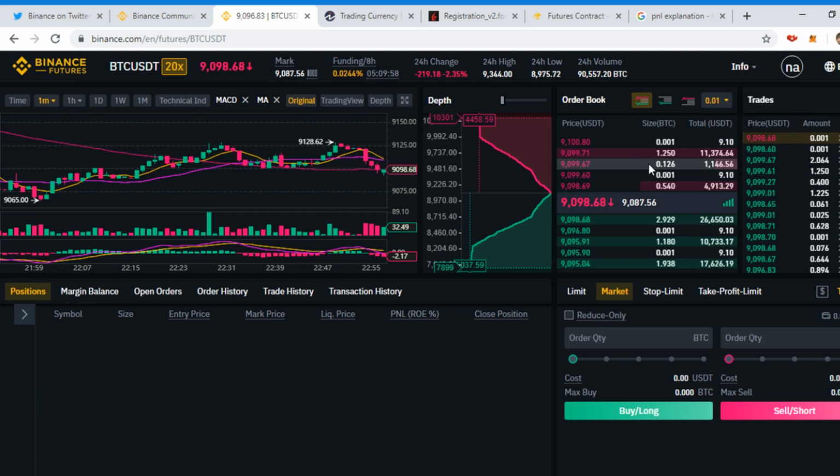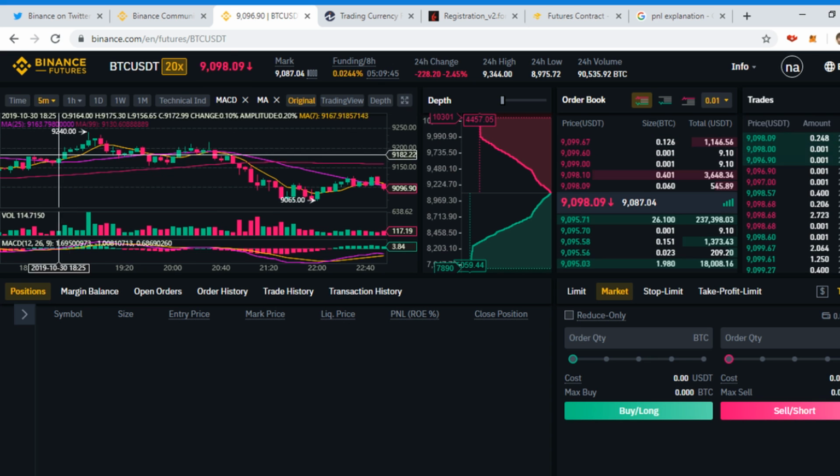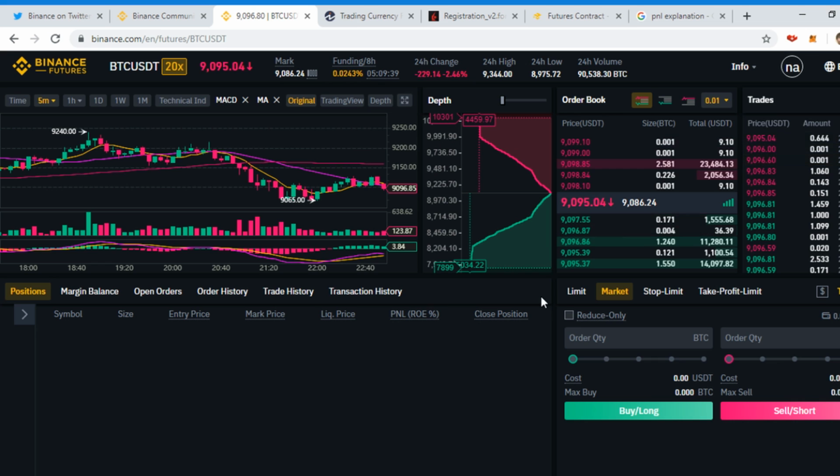Here's the order book on buying and selling, and if we see in the top left, we could change the time frame. So maybe like 5 minutes if you guys are fast traders. So 5 minutes is pretty good time to trade in. It depends on how you like to trade, obviously.